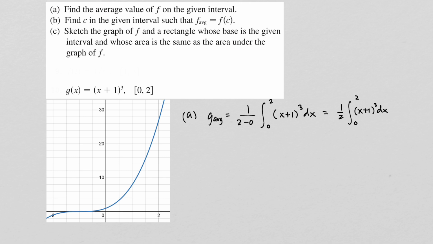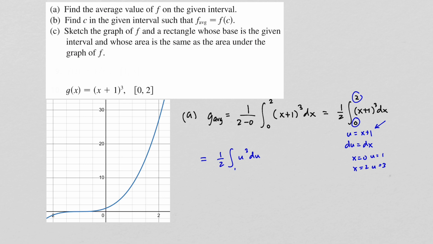Now, how do we compute this integral here? I'm going to do a quick u substitution. If I let u equal x plus 1, du is the same as dx. And this integral becomes 1/2 integral u cubed du. And if x equals 0, u is going to be 1, right? And if x is equal to 2, u is going to be 3. So I'm getting those just by plugging the values of the limits into the substitution.